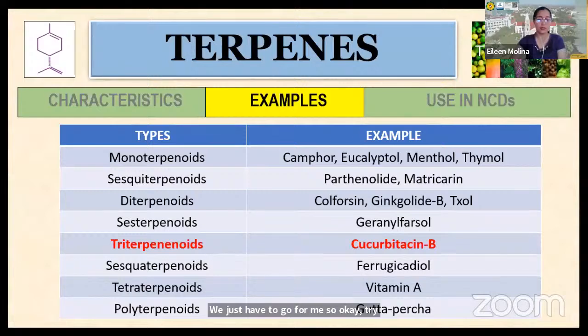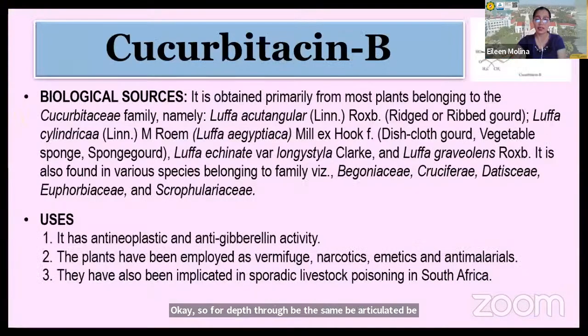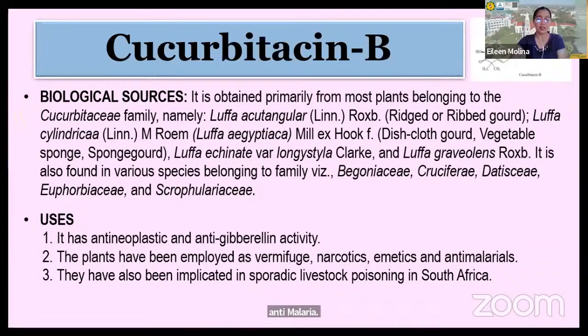Triterpenoids, cucurbitacin B. I had picked only those examples that are so far related to the discussion on NCD prevention. Cucurbitacin B is obtained primarily from most plants belonging to the Cucurbitaceae family. It has anti-neoplastic and anti-gibberellin activity, and those that have this plant have been employed as vermifuge, narcotics, emetics, and anti-malaria. They have also been implicated in sporadic livestock poisoning in South Africa.